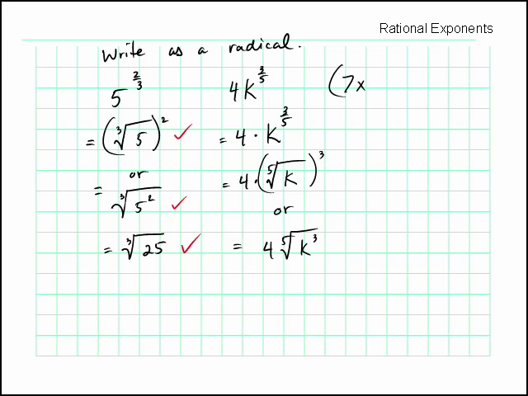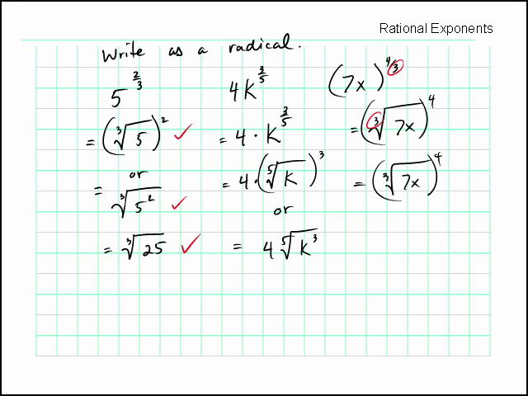7x in parentheses to the 4/3. Now because we have parentheses, everything in the parentheses is going to be under the radical. This is going to be a cube root, because of this 3, cube root of 7x, and then that's to the 4th power. Just like that.